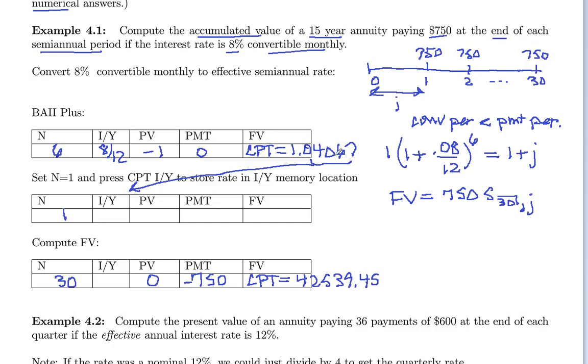Okay, so that's how you handle an off-payment annuity where the conversion period is less than the payment period.